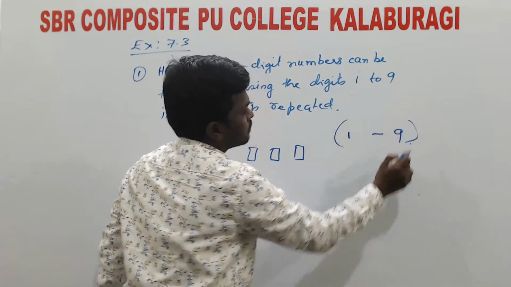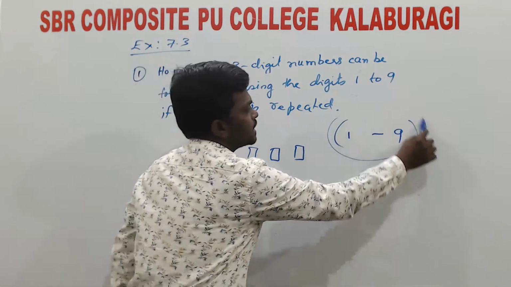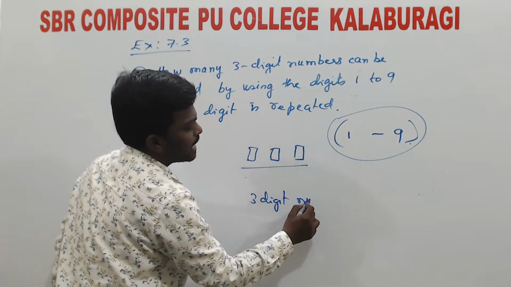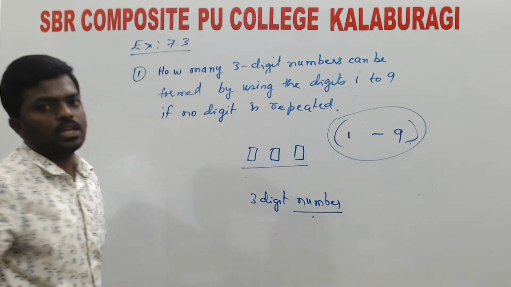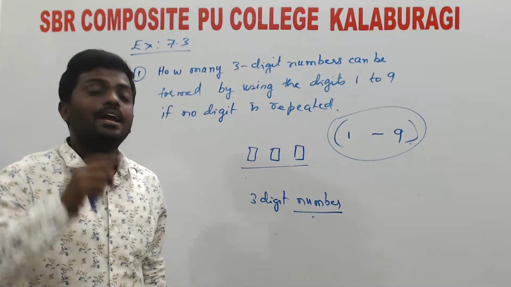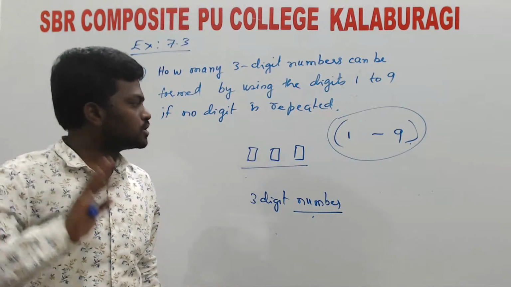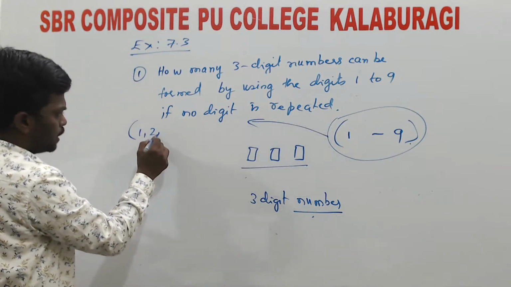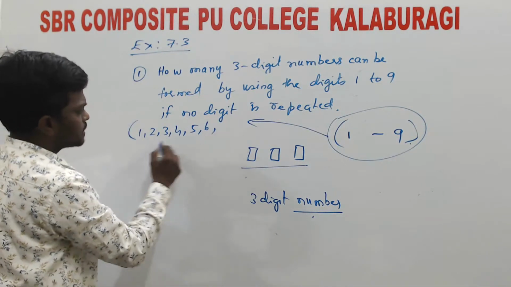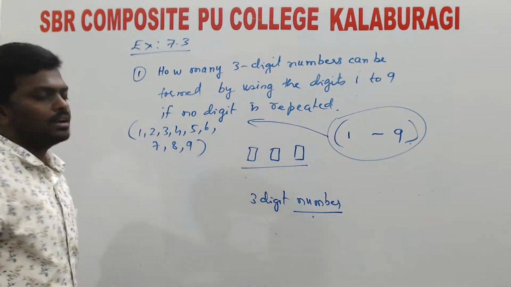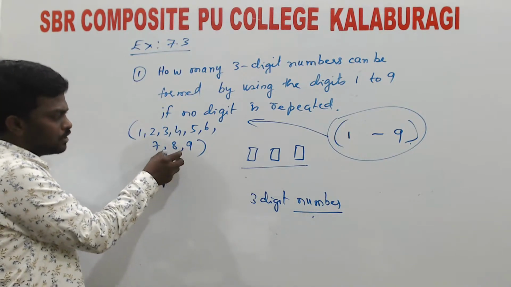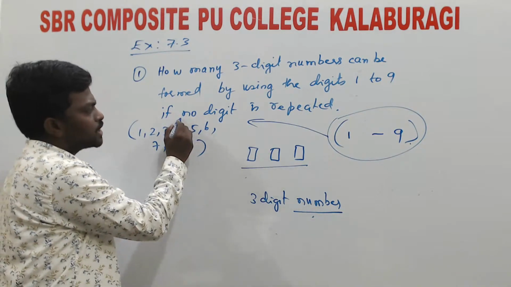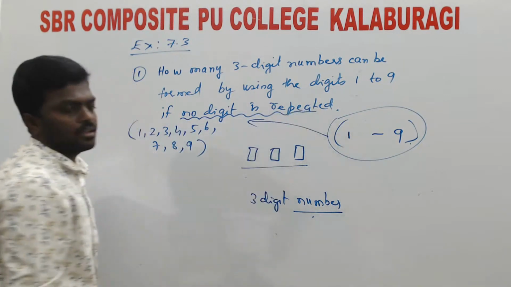Yes, students. Okay, so using these digits, we have to form a 3-digit number. You can either solve it by the fundamental principle of counting, and you'll get the same answer, and if you solve it by the formula also you'll get the same answer. Don't worry, students. So what is the collection of objects given here? 1, 2, 3, 4, 5, 6, 7, 8, 9. So using these 9 objects, I have to form 3-digit numbers, with the condition that no digit is repeated.